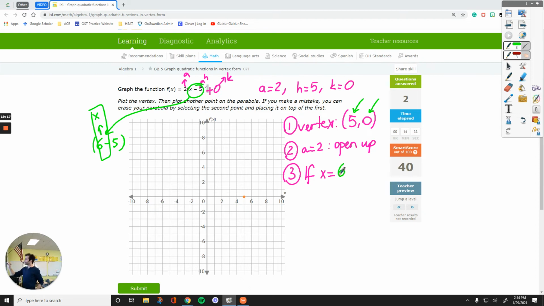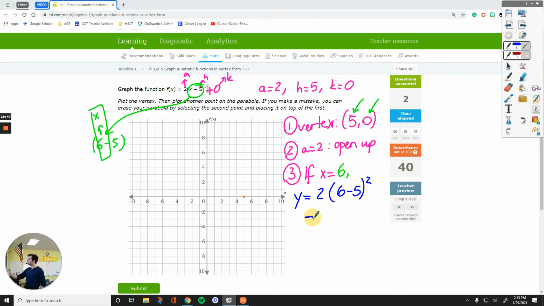If x equals 6, then the function becomes, I'm rewriting the original function given in the question, starting from the left side. F of x turns into y. F of x is y. Bring down the equal. On the right side, I have 2 times. X is now 6 minus 5 squared plus 0. You don't even need to put that plus 0.